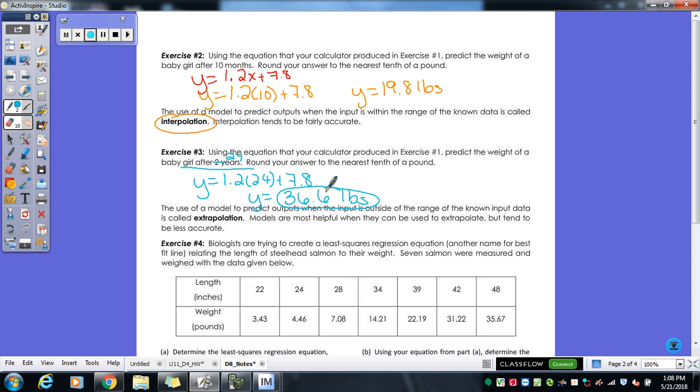Now, I will say that's not completely accurate because, for example, my 3-year-old doesn't even weigh that much yet. So the use of a model to predict outputs where the value is outside of your range is known as extrapolation. That's when you're going beyond the data set that you are provided. Models are most helpful when they can be used to extrapolate, but they tend to be a little less accurate. As I was saying, this model is helpful. However, it's not 100% accurate because 36.6 is a little high for a 2-year-old.